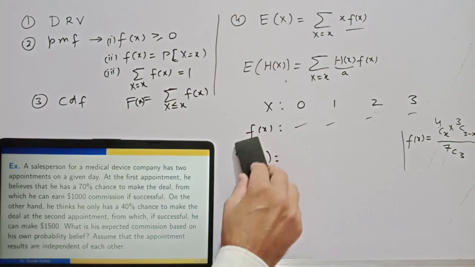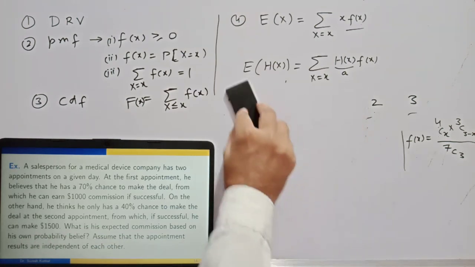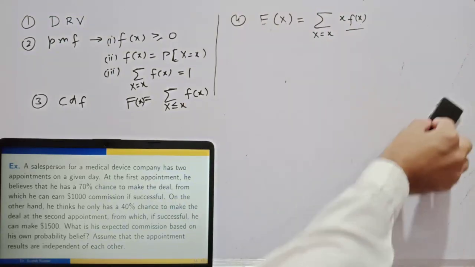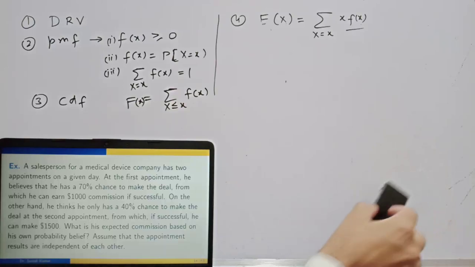Again, the first point is how to define x here. How to define x?